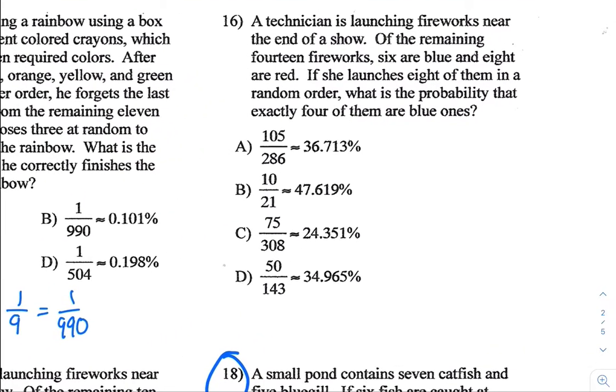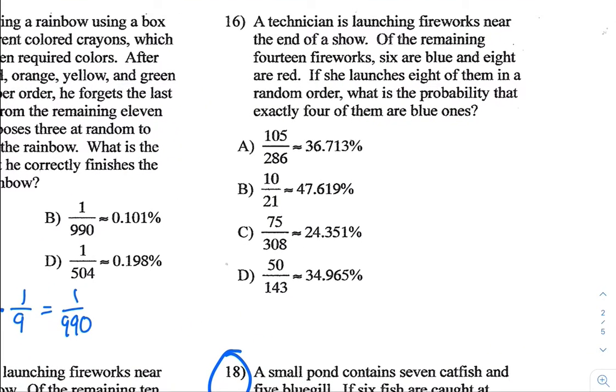All right, 16. Now we're pivoting to a different type of problem. A technician is launching fireworks near the end of a show. Of the remaining 14 fireworks, 6 are blue and 8 are red. If she launches 8 of them in a random order, what's the probability that exactly 4 of them are blue ones?